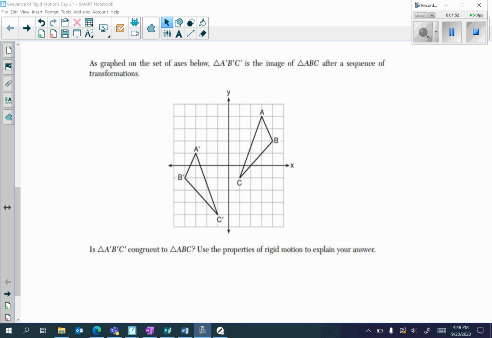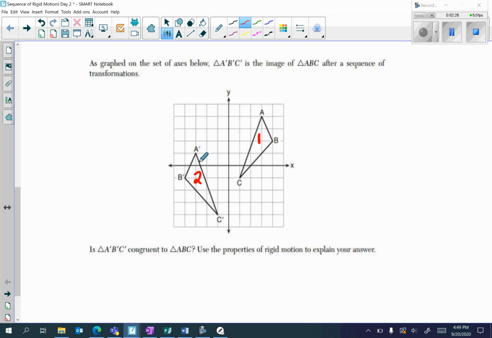Let's take a look at the next question. As graphed on the set of axes below, triangle A prime, B prime, C prime is the image of triangle ABC after a sequence of transformations. So I'm going to put a 1 in triangle ABC because that is my pre-image. And my image is triangle A prime, B prime, C prime. Is triangle A prime, B prime, C prime congruent to triangle ABC? Use the properties of rigid motions to explain your answer.